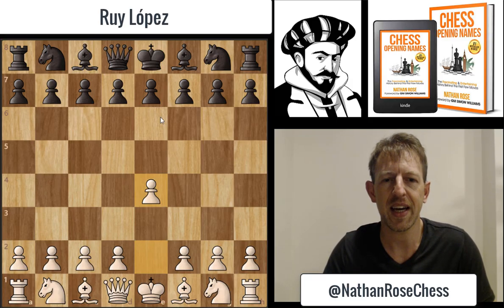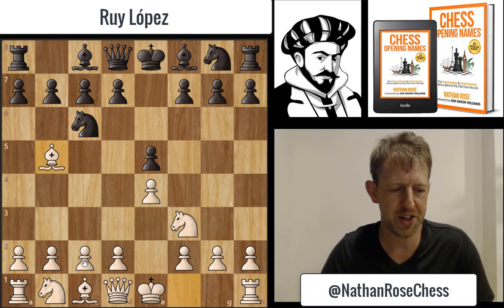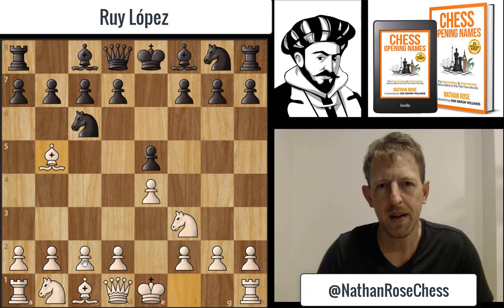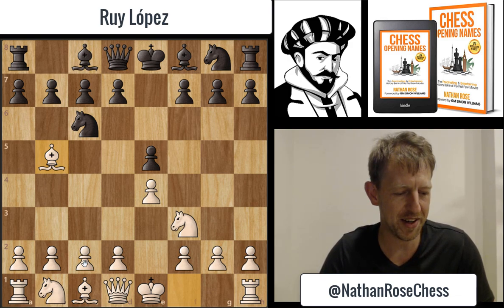It begins e4, e5, knight f3, knight c6, and then bishop b5. That's the starting position of Ruy López. So who was Ruy López, and why is the series of moves named after him?